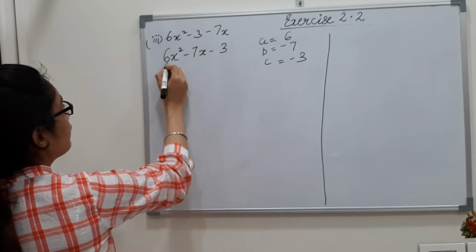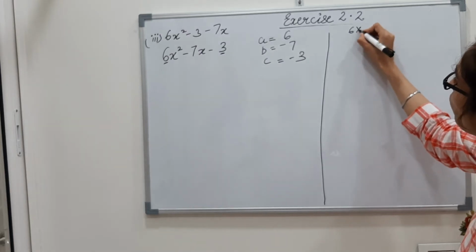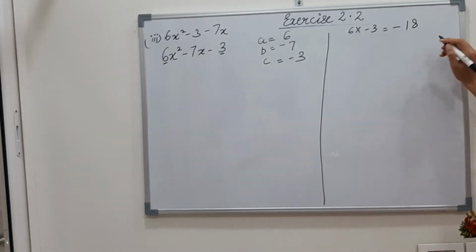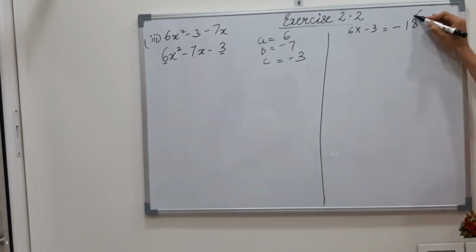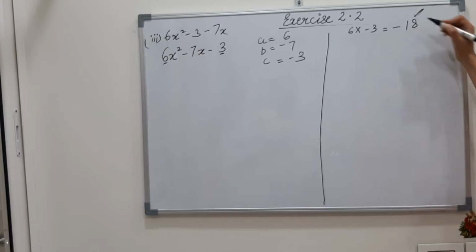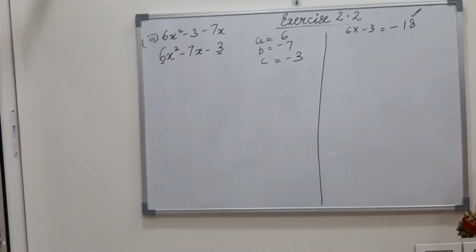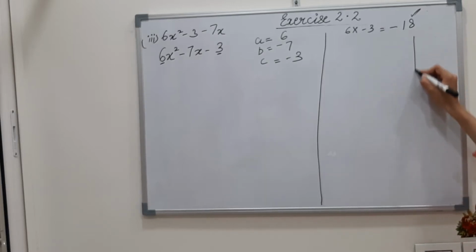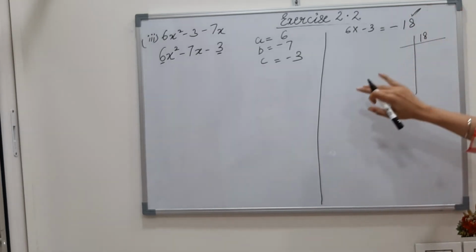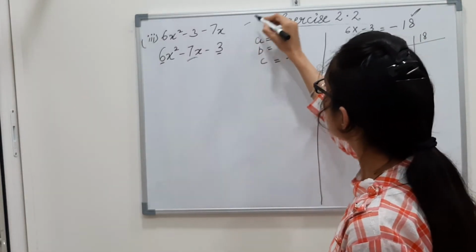First we will multiply a with c. A with c, 6 into minus 3. So I got minus 18. Now minus 18 I have to write in such a way that I have to break it into two numbers, so we have to make the factors of minus 18 and select two numbers so that the sum or subtraction of those two numbers will be equal to your middle term, that is minus 7.